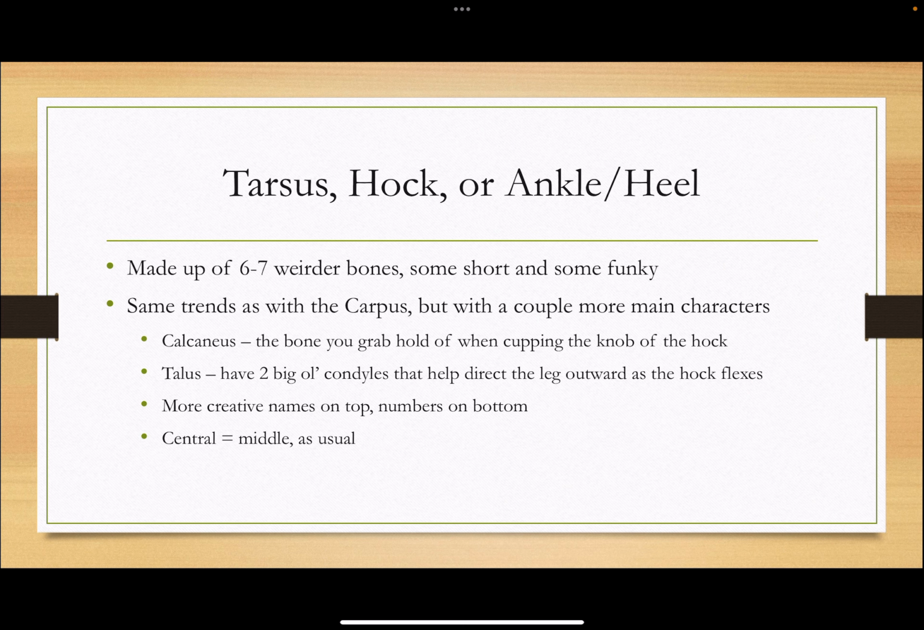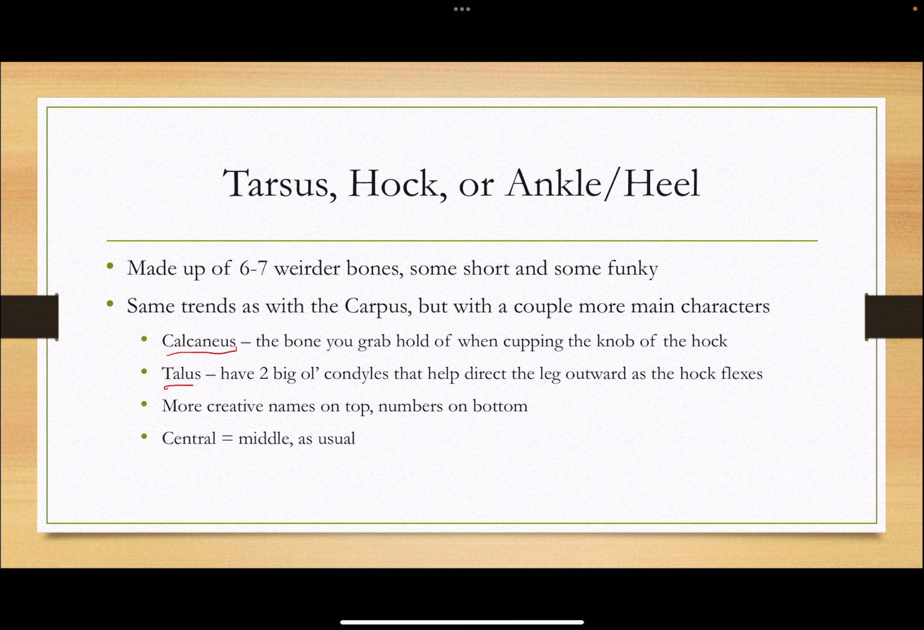So the tarsus has 6 to 7 bones, some of which are short bones and some of which are kind of weird shaped named bones. But some things to note, that calcaneus bone is the big bone that when you grab, the point of the hock is directly under your hand. I think of making my hand into the letter C when I reach for the calcaneus bone, if you're looking for a way to remember that name.